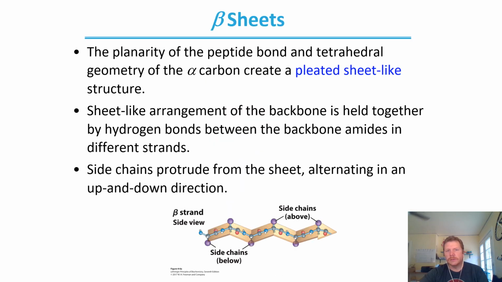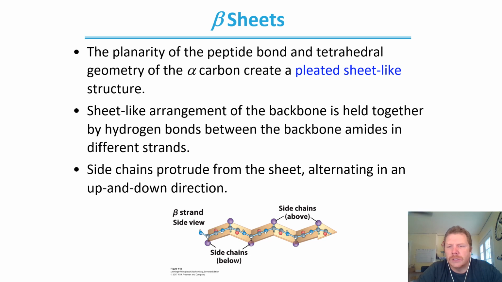Now, of the three secondary structures, you've got your random coil, which I guess counts, but kind of doesn't count, your alpha helix, and your beta sheets. Your beta sheets are the ones that are of adjacent residues. So we'll see why in just a second. In beta sheets, the planarity of a peptide bond and the tetrahedral geometry of the alpha carbon create a pleated sheet-like structure.